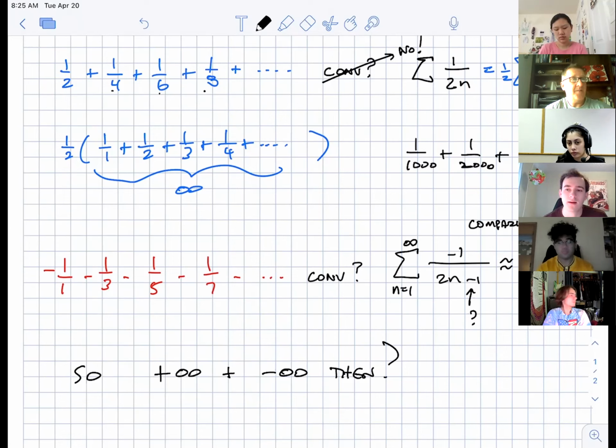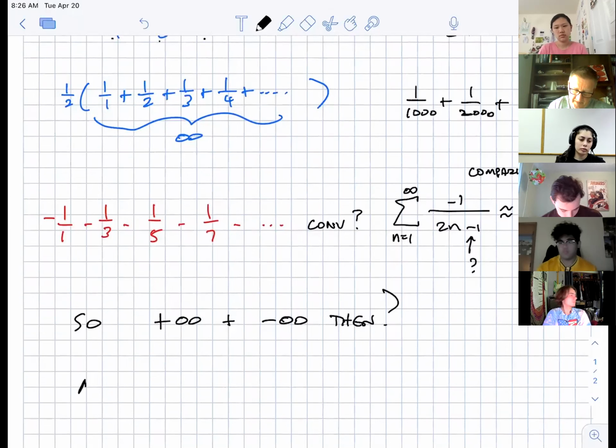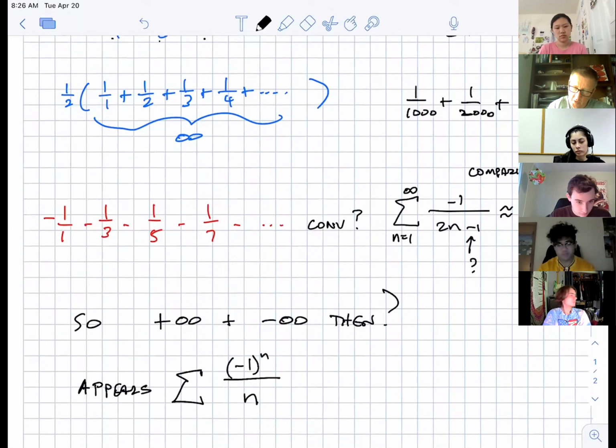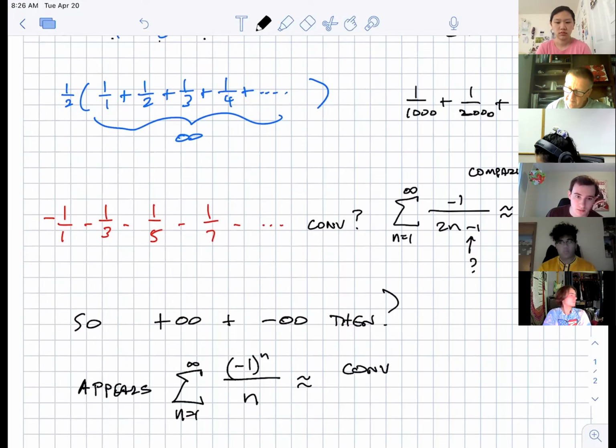And so it actually turns out, surprisingly, again, this isn't a proof, but it appears that the sum of -1 to the n over n as n equals 1 to infinity is converging to negative 0.693, since S of 1864 is negative 0.69288.